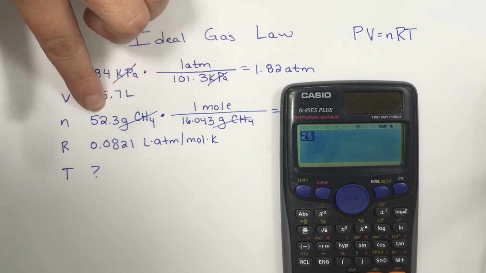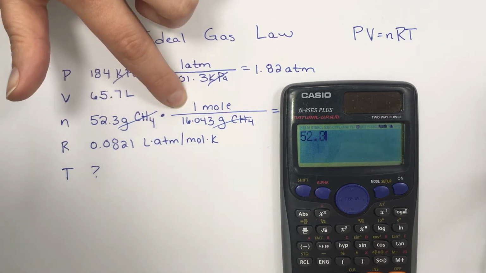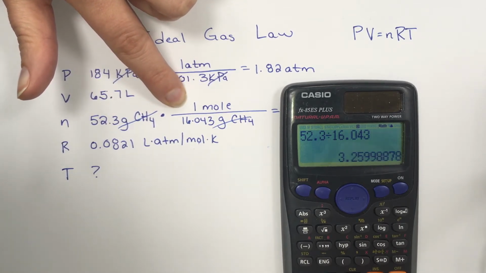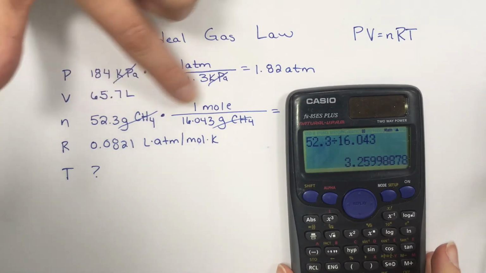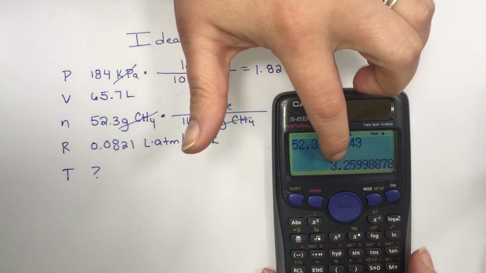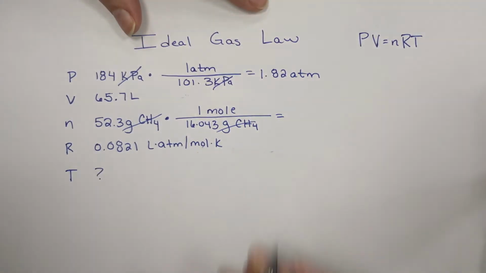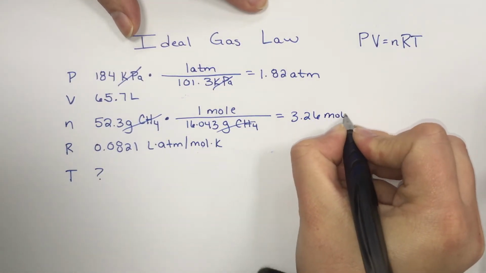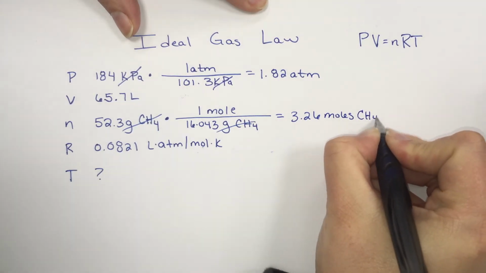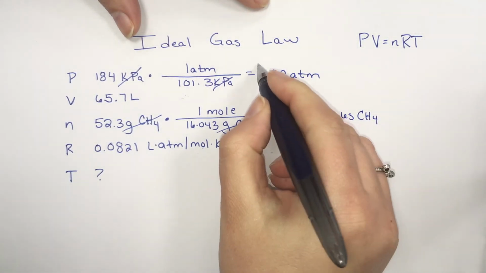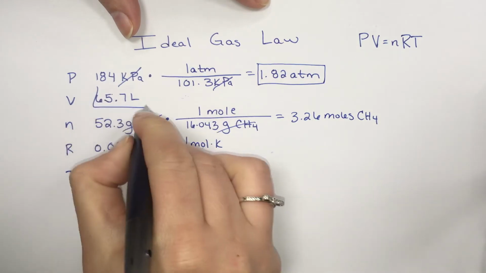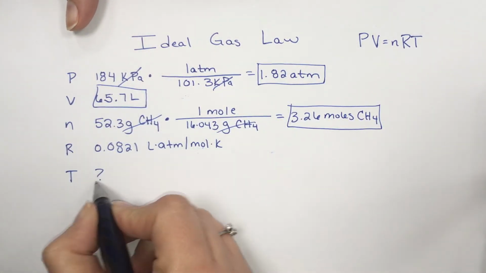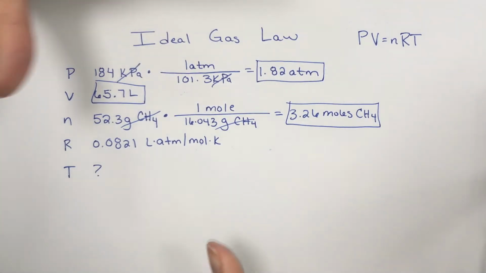So 52.3 divided by 16.043. We need 3 significant figures, so 3.26 moles CH4. Okay, so we have our pressure. This was already good. We need converted, we're okay. This is a constant, we're good, and this will be what we're isolating. So we finally have our variables.